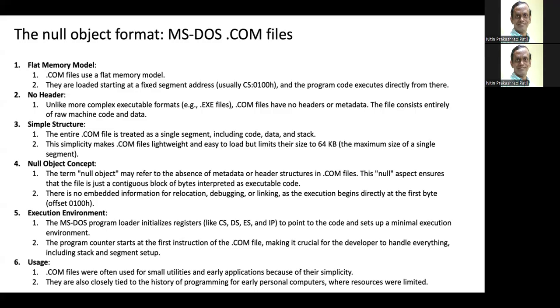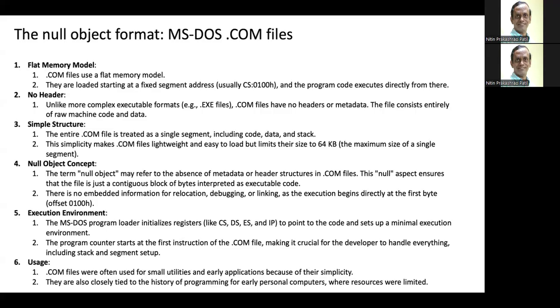Now let us have an overview of this null object format in the context of the .com file format. It works with a flat memory model. Okay, so they use a flat memory model. What happens is the loading starts from a fixed segment address, generally said to be 100H, and the program code starts executing directly from this location.